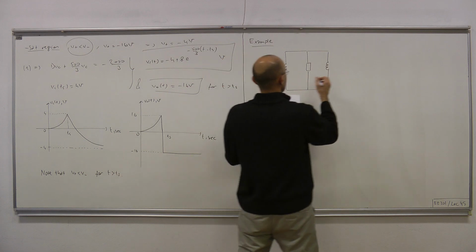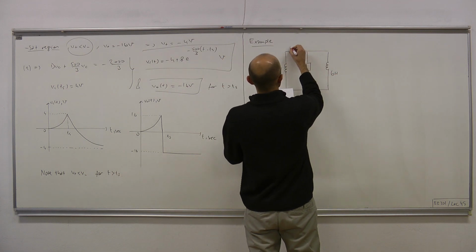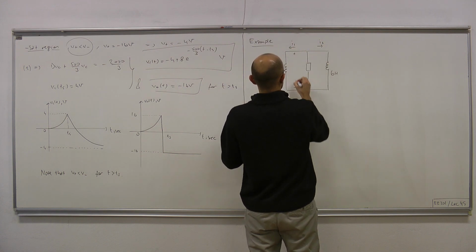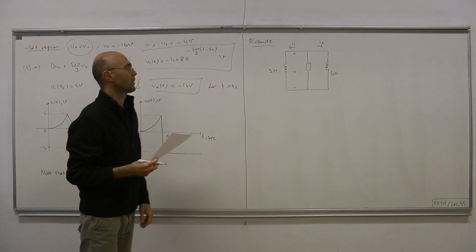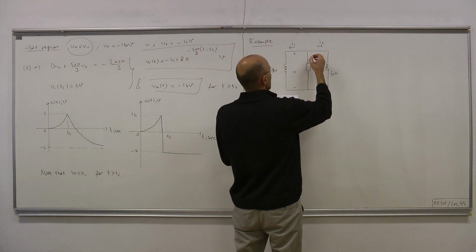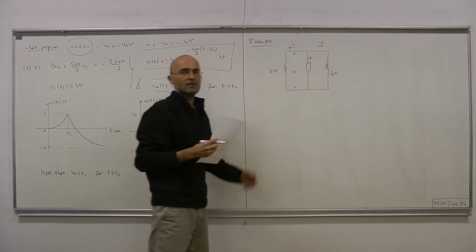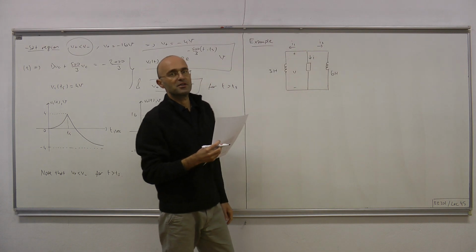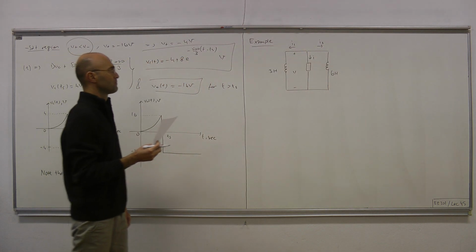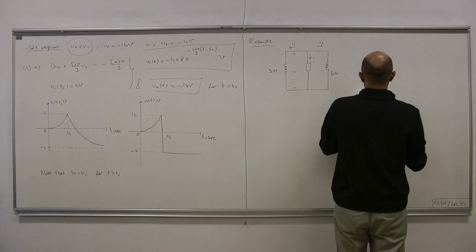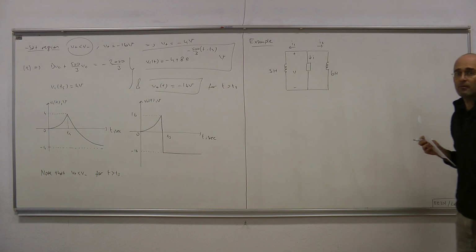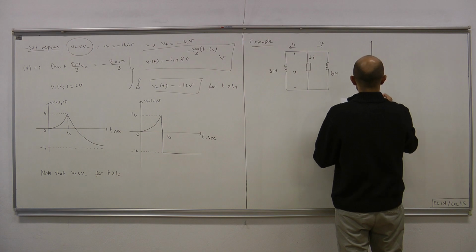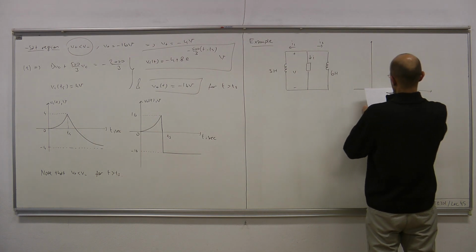3 Henries, 6 Henries. This is I1. This is I2. Voltage is V. Okay. And the current of the nonlinear resistor is denoted by I. By KCL, clearly, I equals minus I2 minus I1. And the voltage current relationship characteristics for the nonlinear element is given as following.